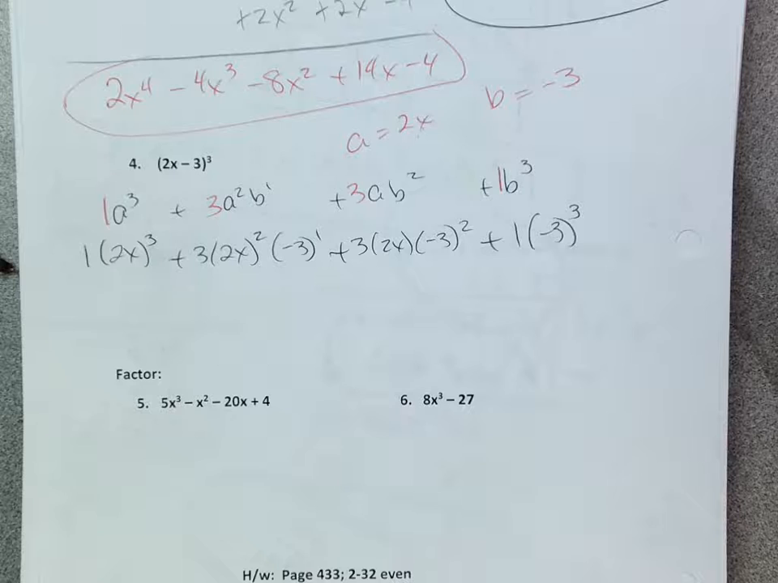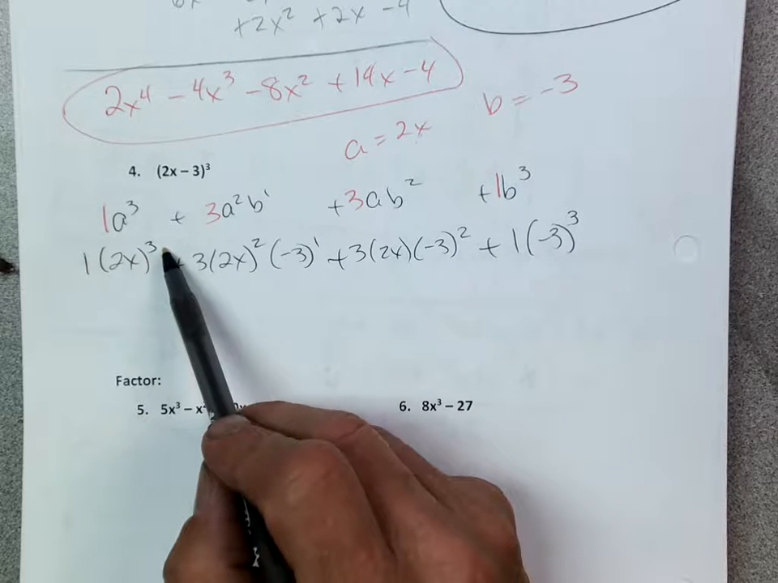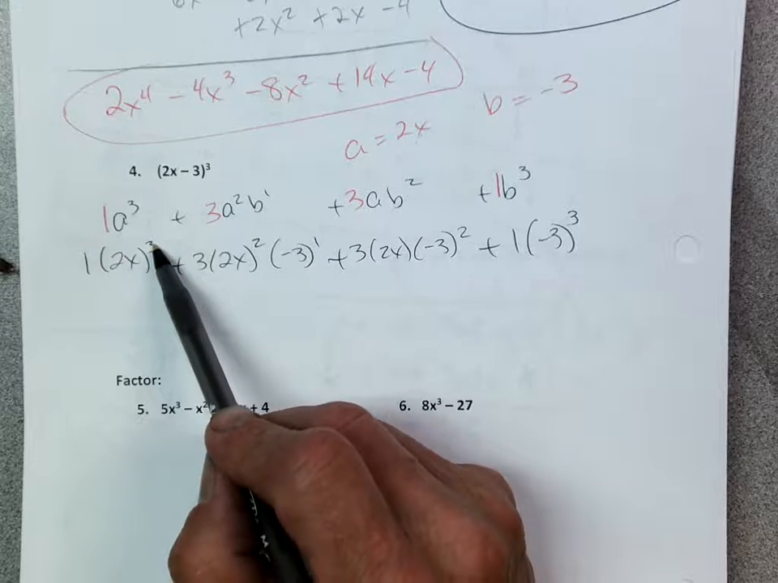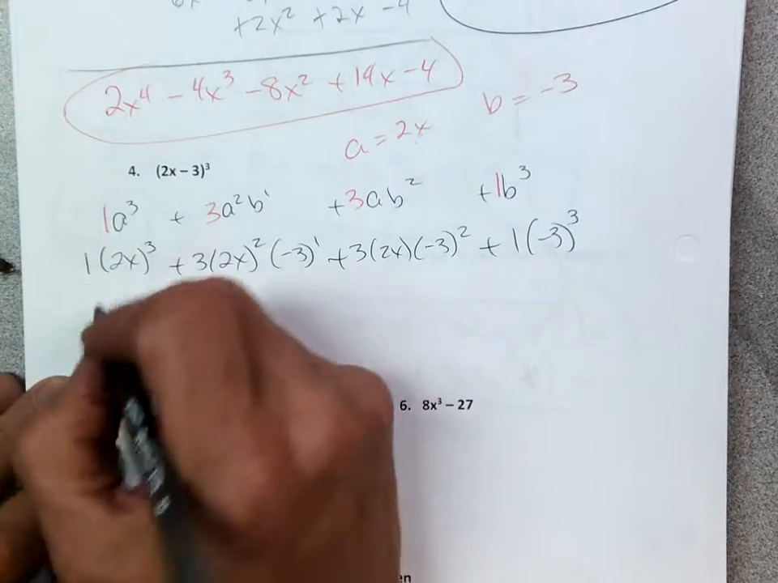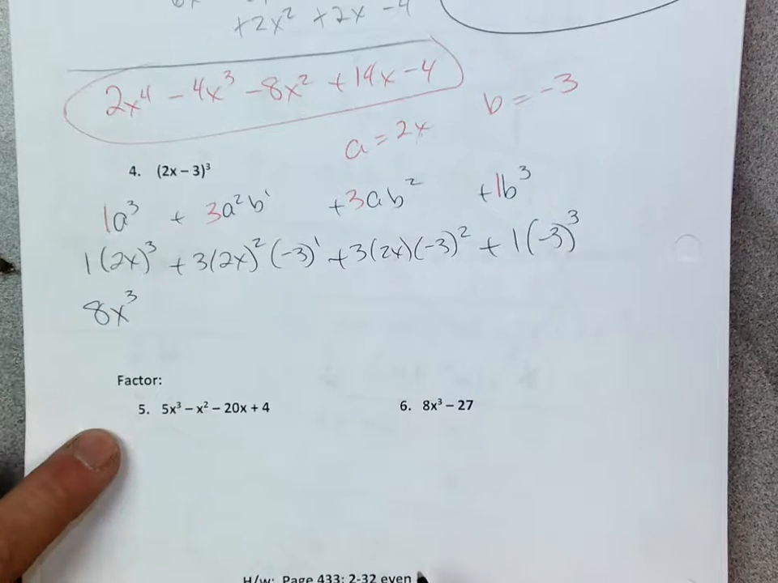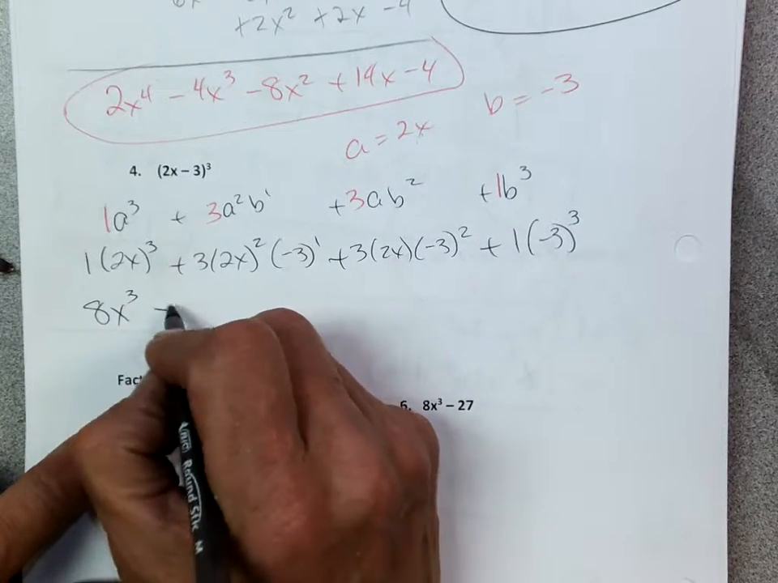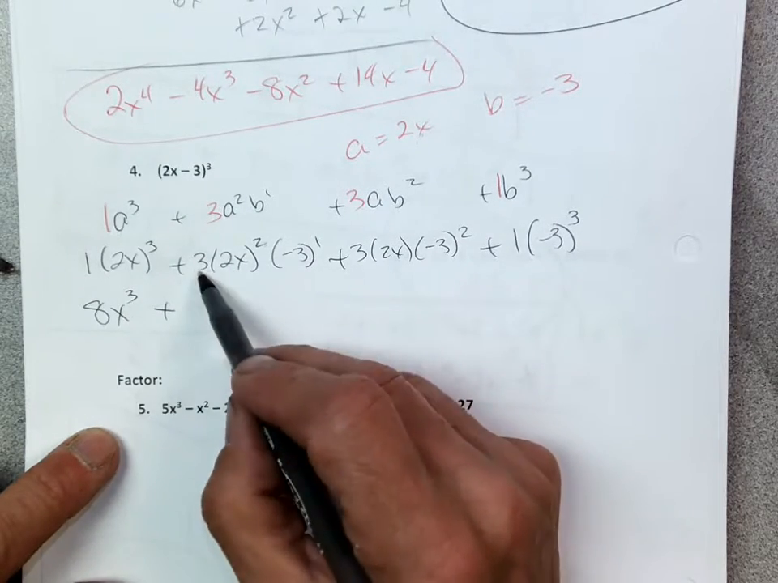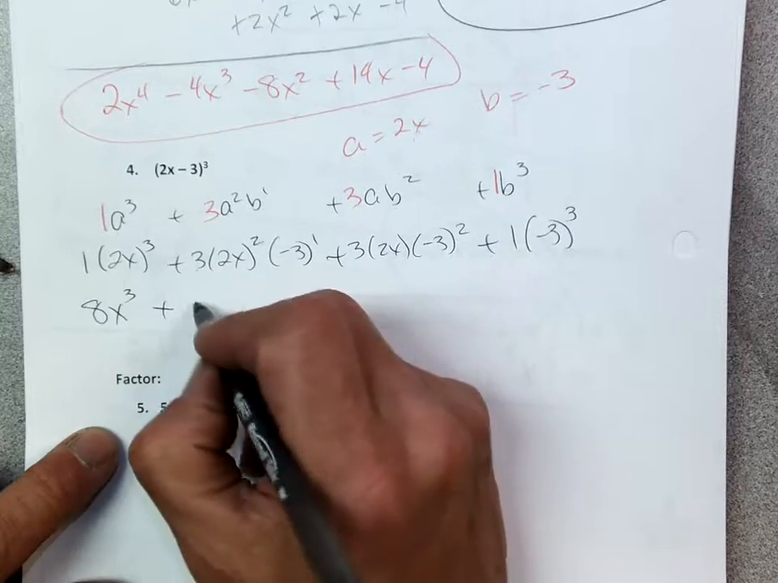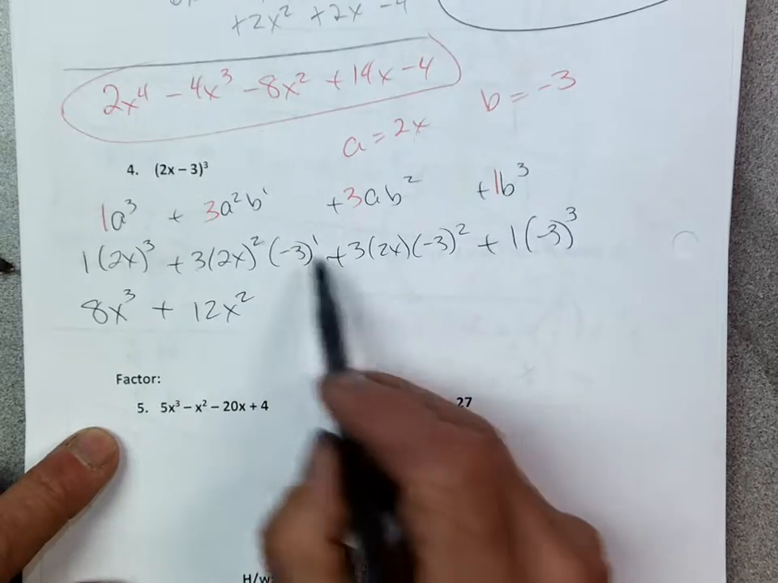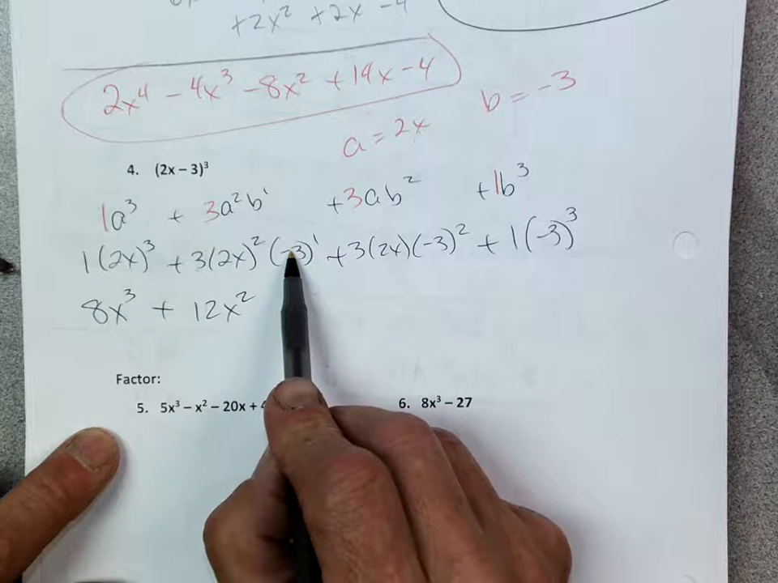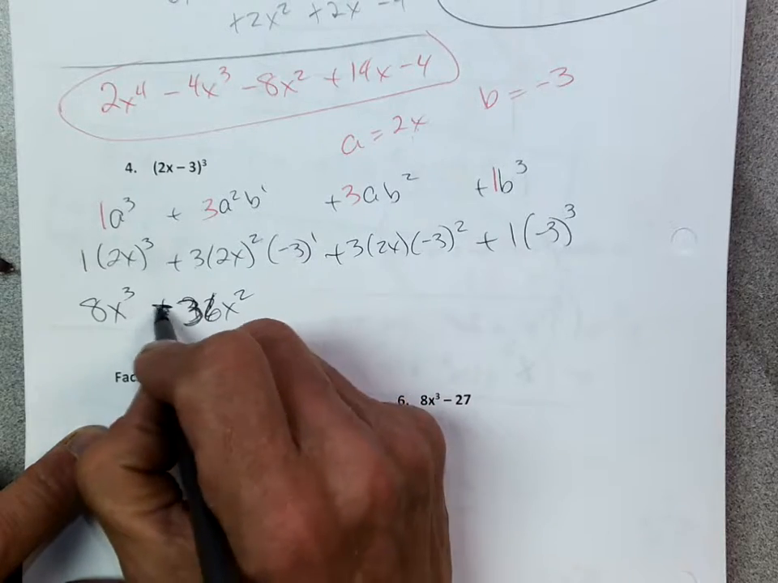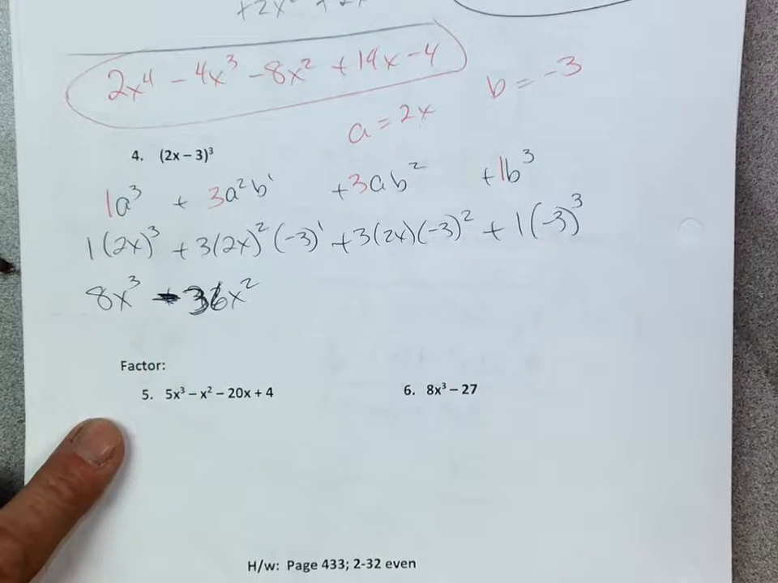All right. 2 to the third is not 6. It's 2 times 2 times 2, which is 8. And 8 times 1 is 8. So this becomes an 8x to the third, right? Plus 2 squared is 4, right? 4 times 3 is 12x squared. Oh, times negative 3. I got ahead of myself. So times negative 3, let's make that a negative 36. Okay, 12 is right. And times negative 3 makes a negative 36, right?